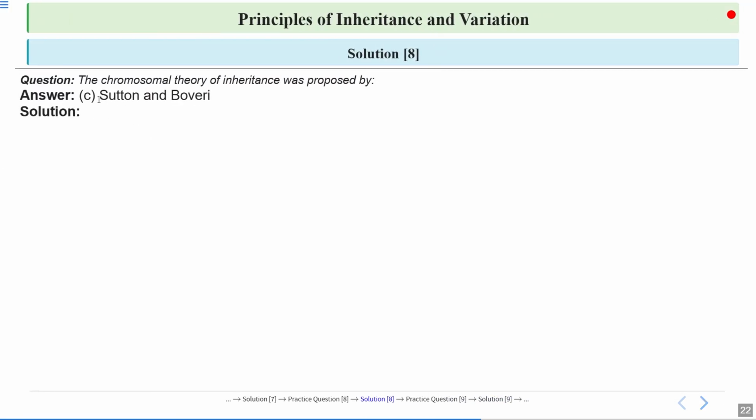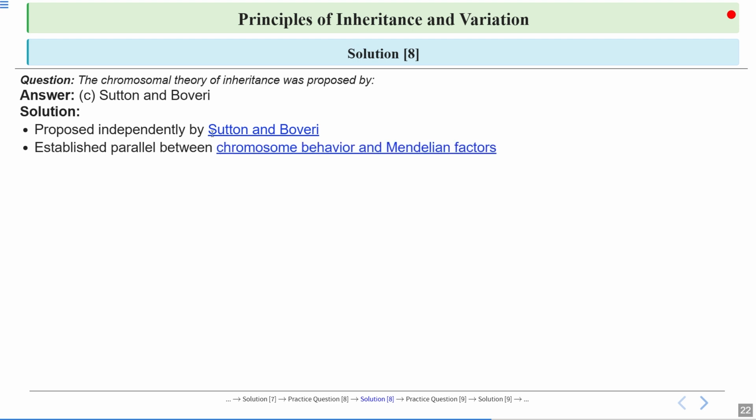So let's have a look at the answer. The answer will be Sutton and Boveri. So let's have a look at the explanation. Sutton and Boveri independently proposed the chromosomal theory of inheritance. What they did, they established a parallel relationship between chromosome behavior and Mendelian factors.